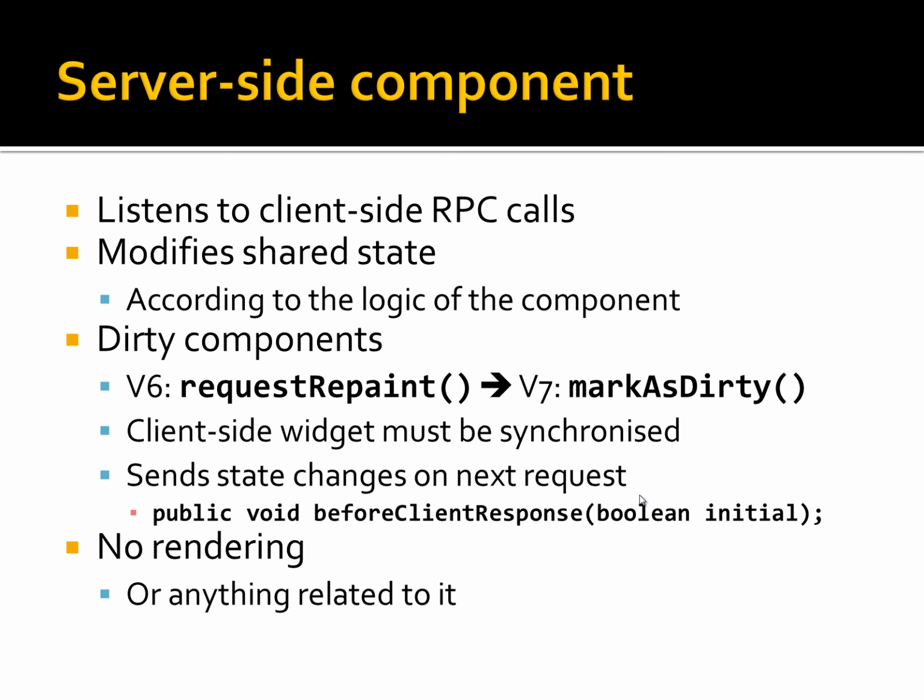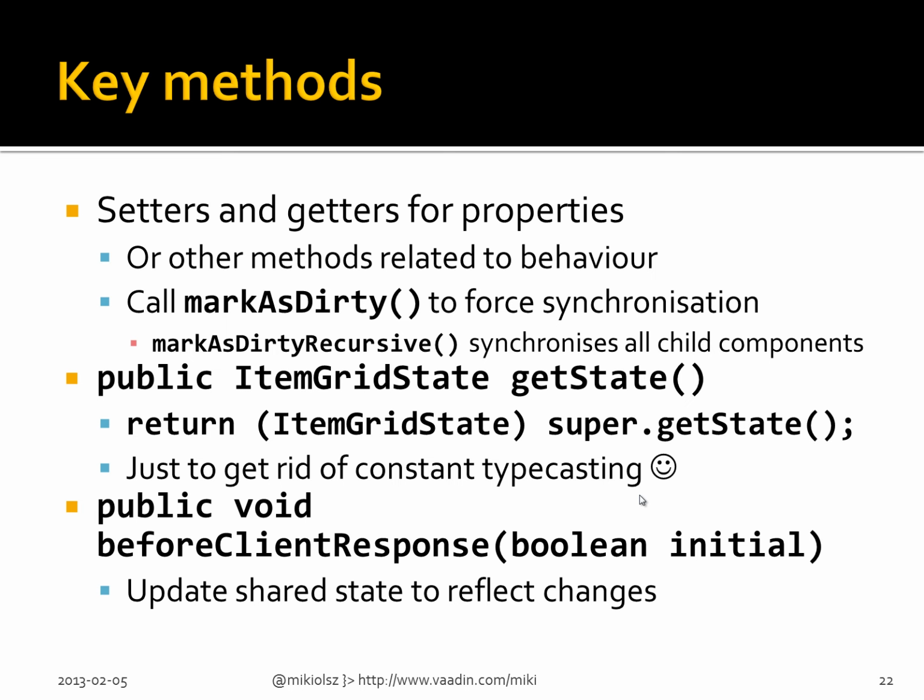And of course the server-side component has nothing related to rendering. We want to have everything done on the client side, not on the server side. So what are the key methods of a server-side component? This is pretty straightforward. We have setters and getters for the properties, or some other methods that are related to behavior. For example, we have these columns in the state. We do not have to have set columns and get columns methods. We can have methods increase column count and decrease column count, for example.